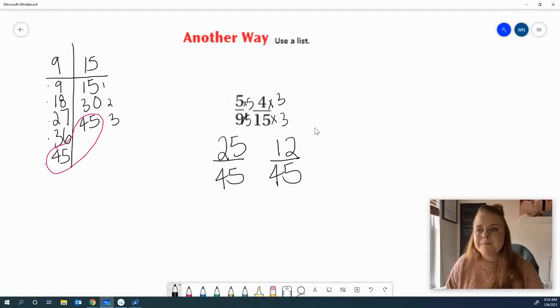Similar fractions, but my denominator is a lot smaller because I decided to use this way instead of the multiply the denominators way. Again, either way is totally fine, whichever works for you. So my equivalent fractions for 5/9 is 25/45, and 4/15 is 12/45. Let's do another one.